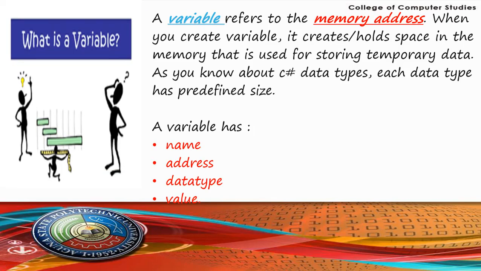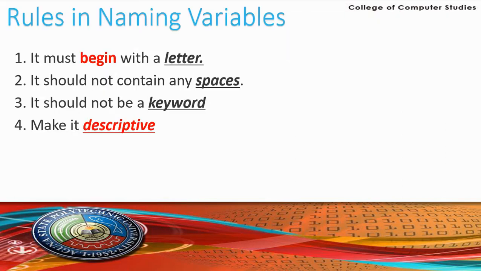Okay, now let's define what a variable is. A variable refers to the memory address. Actually, it is an identifier for a memory address or memory location. Because when you create a variable, it creates or holds space in the memory that is used for storing temporary data. As you know about C# data types, each data type has a predefined size. Okay? Keep in mind that a variable has a name, it has an address, it has a data type, and a value. Right?